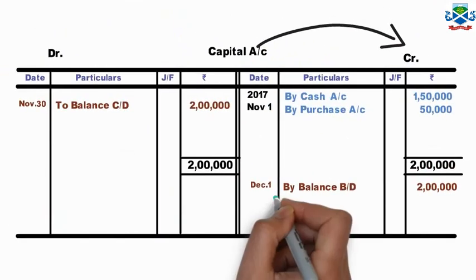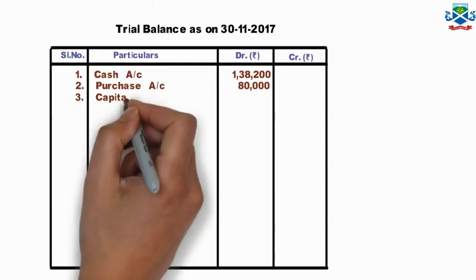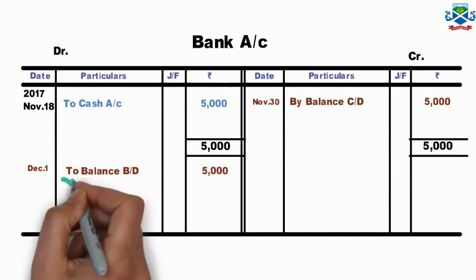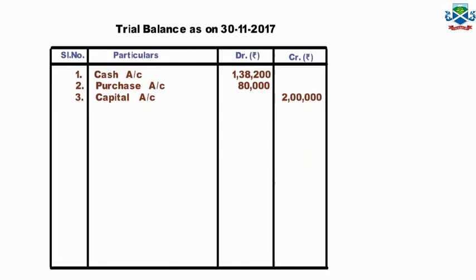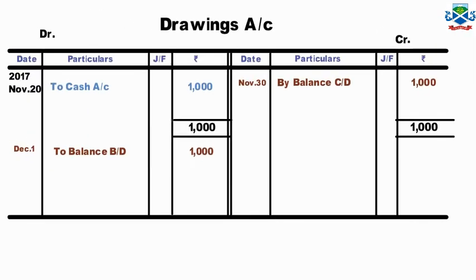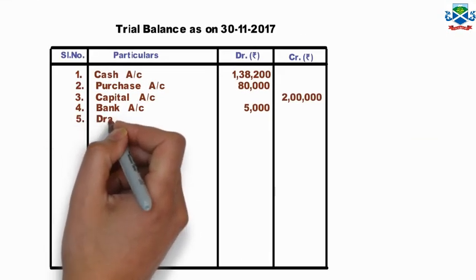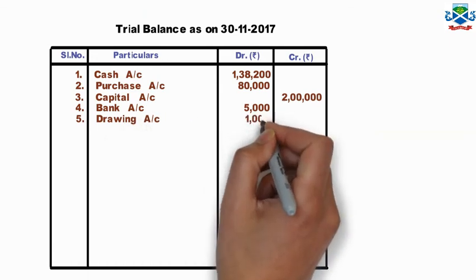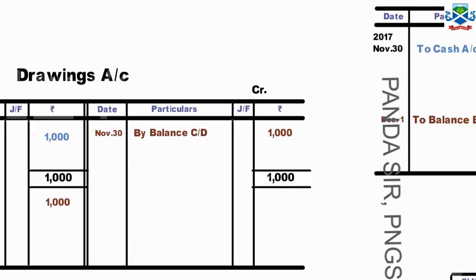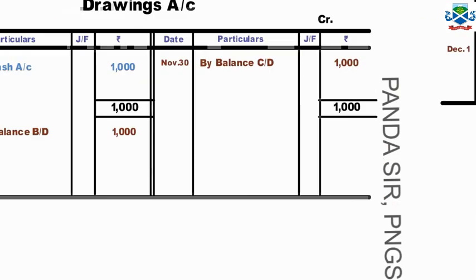Now we go to the capital account. We have to check only BD, which side you have written BD. So capital account BD is written on the credit side, 2 lakhs, we'll put it here. We'll go to the bank, BD we wrote on the debit side 5,000, so the trial balance will just list it serially, bank account debit 5,000. And next drawings, BD is debit side 1,000, so we'll put it in the debit column. Next we have sales, credit BD is there 34,000, so we'll write it serially, sales and the amount 34,000 in the credit column.